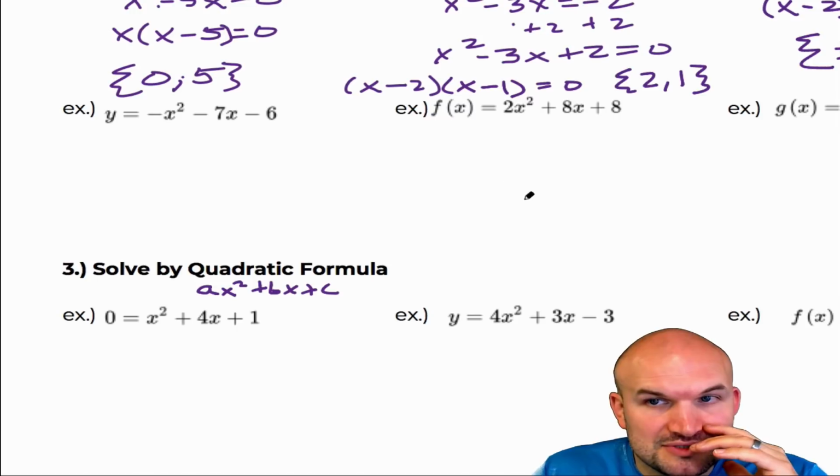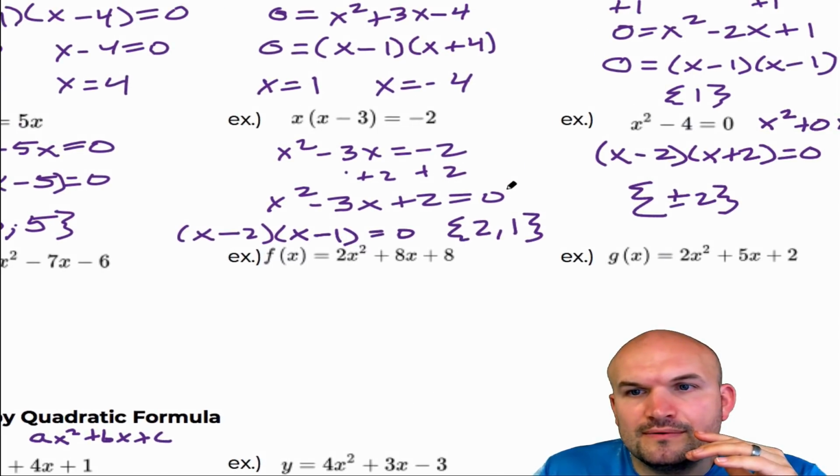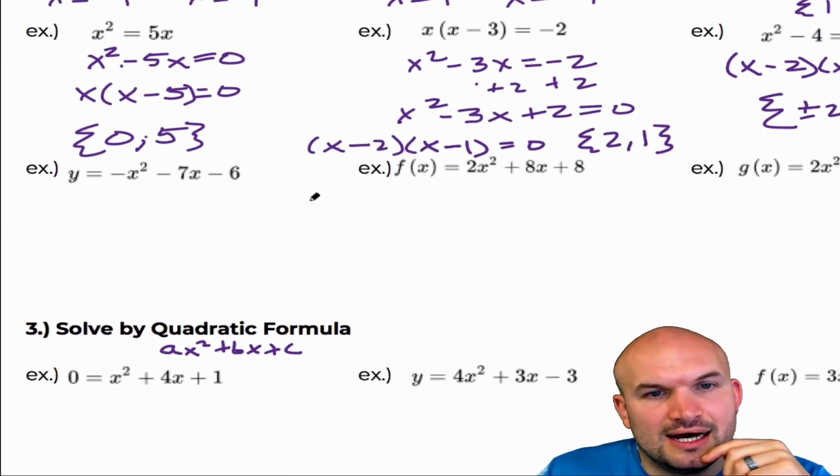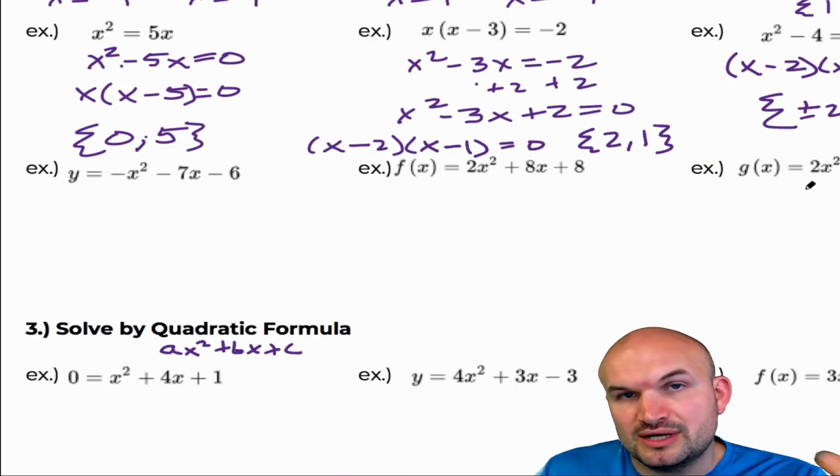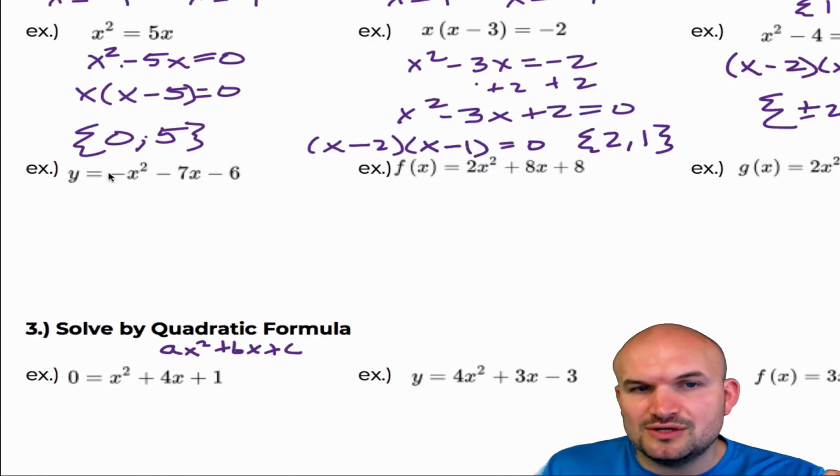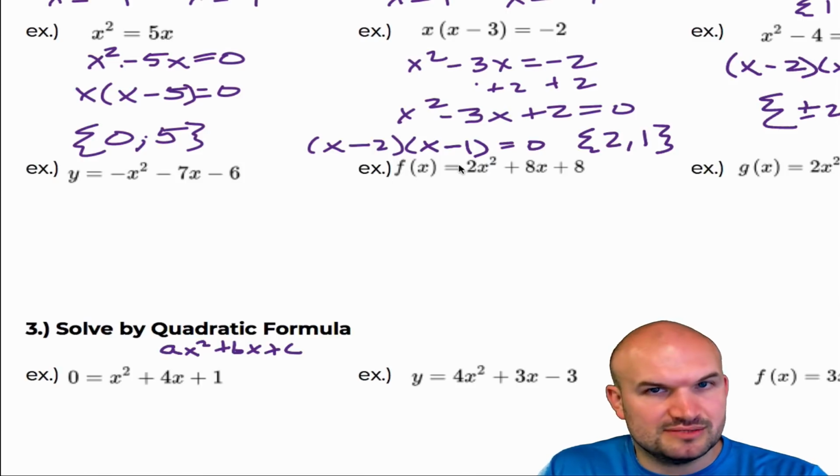So in these next examples, we don't have a is equal to 1. So we're going to have to look into some different ways. We also have another variable as well as some new notation.